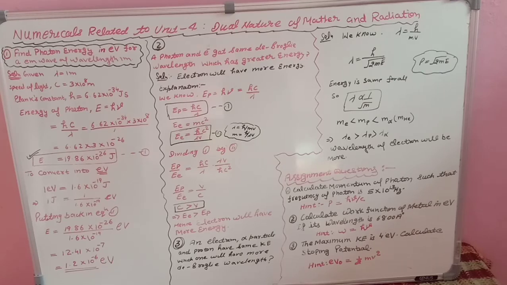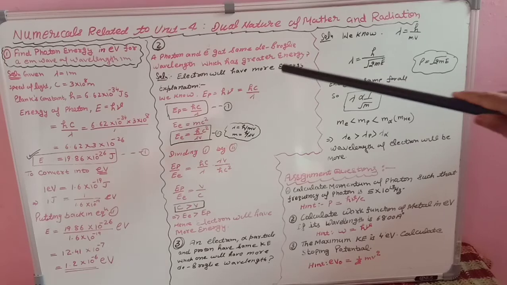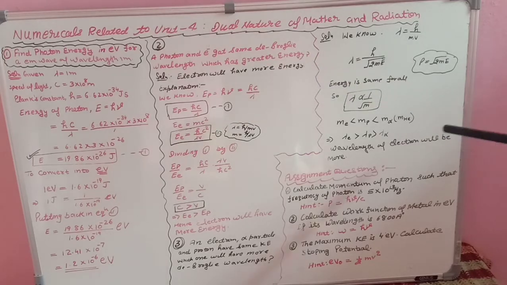The one whose mass is highest will have the lowest wavelength. That means wavelength of electron will be more than wavelength of proton, then wavelength of alpha particle. So it is a very simple question about whose wavelength will be more. The answer of both these questions is electron, but you need to explain it for getting full marks.